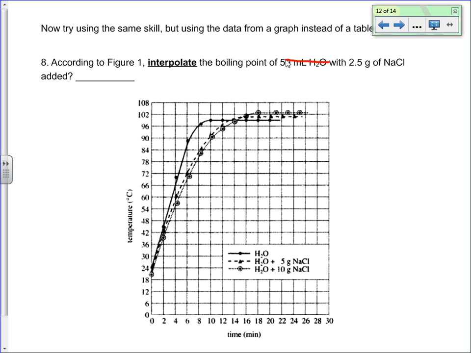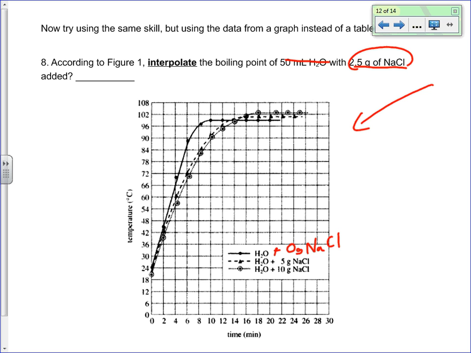So we're looking to interpolate the boiling point, so we need to look at this figure, the boiling points, of 2.5 grams of NaCl. In order to do this, we have to remember, we're looking for the number that is in between. All right? We're looking for where can we find 2.5? And this is why we said at the very beginning that this H2O, the solid line, is actually H2O plus 0 grams NaCl. Because remember, they didn't add anything to this, it's just pure water. But you can imagine in your head that it would be plus 0 grams NaCl.